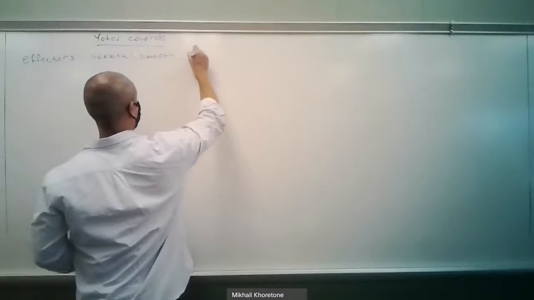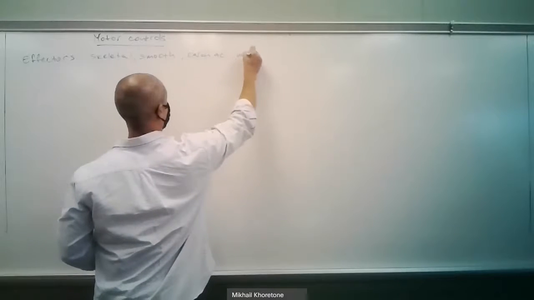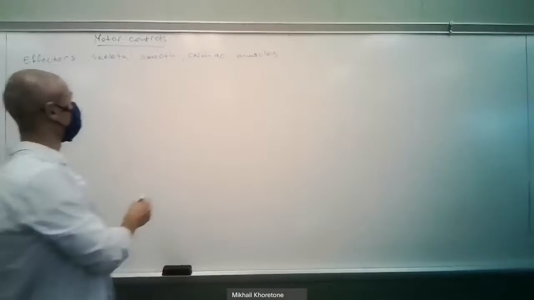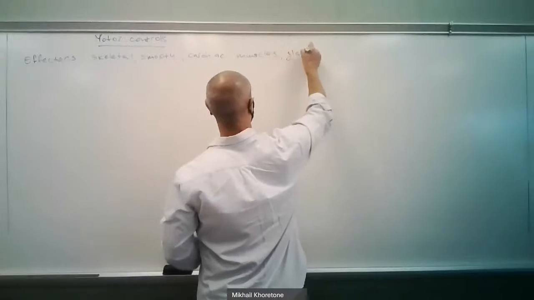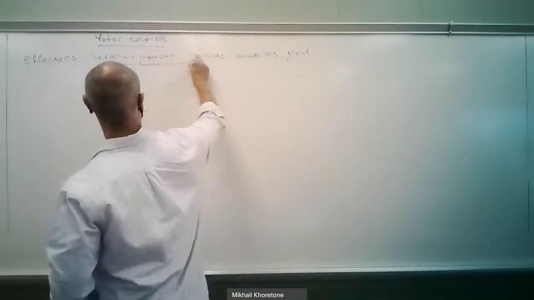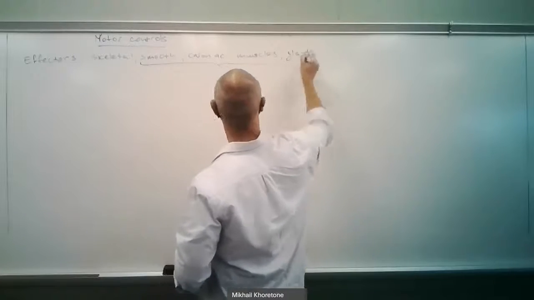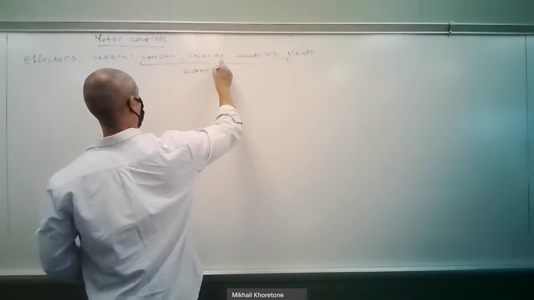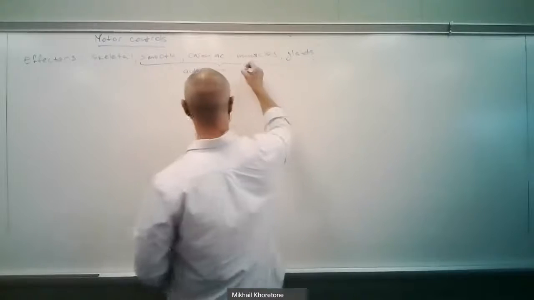We mentioned it before. The effectors are skeletal muscles, smooth muscles, cardiac muscle, and glands. Now, these effectors are under control of the autonomic nervous system, and that's what we're going to be talking about next week. Autonomic control.